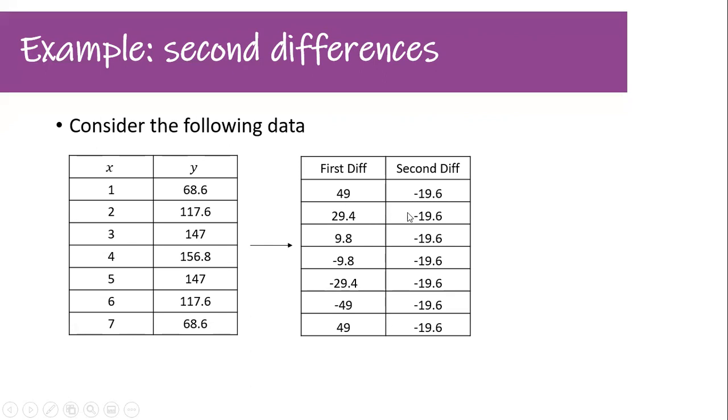29.4 minus 49 is going to give us negative 19.6. 9.8 minus 29.4 is going to give us negative 19.6. Negative 9.8 minus 9.8 is going to give us negative 19.6, and so on. So this is actually an exact quadratic fit because our second differences are identical. Remember that real data is messy, so identical would mean that those points all fall on the parabola, but more common in the real world is that they're going to be roughly constant, but not precisely constant. So you'll be doing a line of best fit and not just a line that goes through every single point.